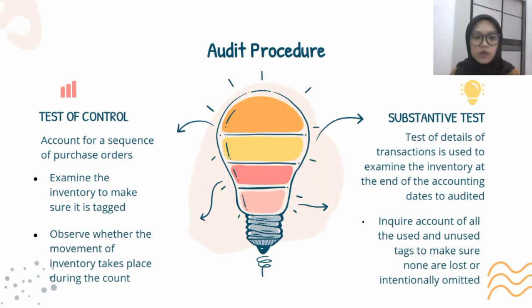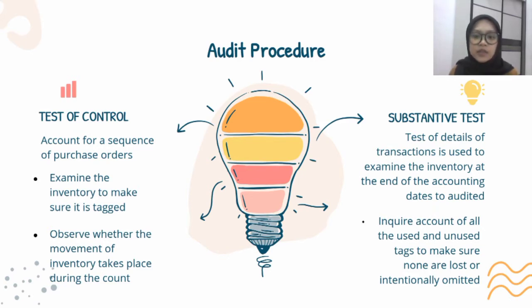The audit procedure for completeness is firstly, test of control. We need to make sure the accounting for a sequence of the purchase order. We need to examine the inventory to make sure it is staggered. We need to observe whether the movement of the inventory takes place during the count. We need to acquire the account of all the used and unused tags to make sure none of the inventory is missing or lost or intentionally omitted.